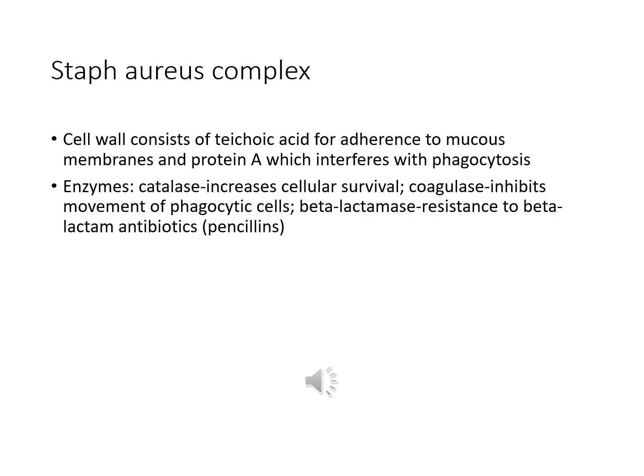Staphylococcus aureus. So these have a cell wall that consists of teichoic acid, and that helps for adherence to the mucous membranes, and protein A, which helps to interfere with phagocytosis. They also have some enzymes, so it's able to produce catalase, which increases cellular survival, and also produces coagulase, which inhibits movement of the phagocytic cells. And some organisms also produce beta-lactamase, which then results in organisms that are resistant to beta-lactam antibiotics, such as penicillin.